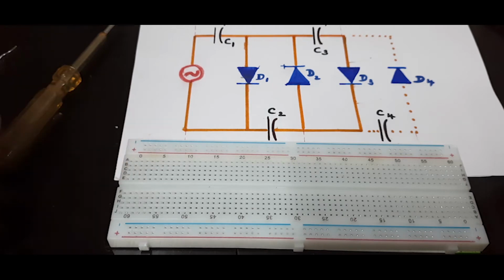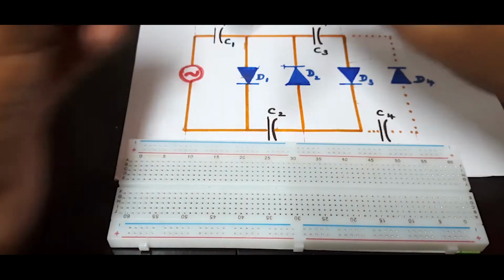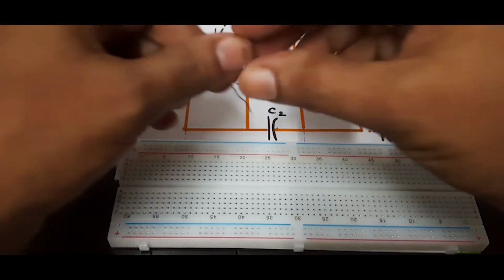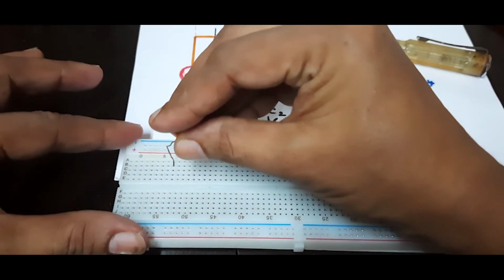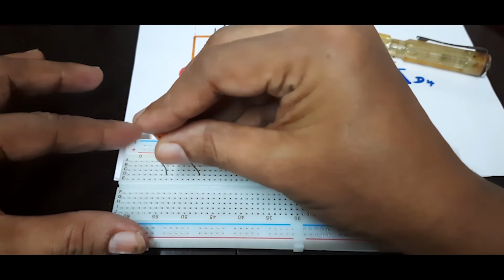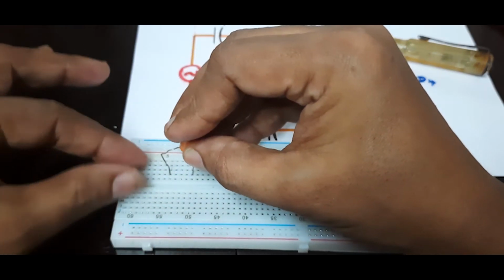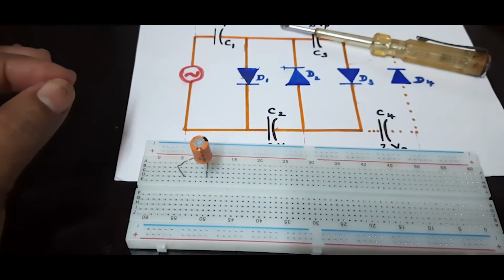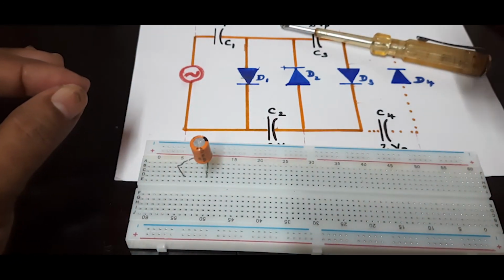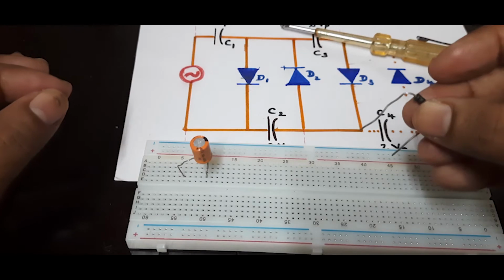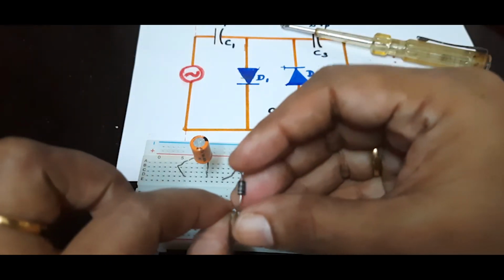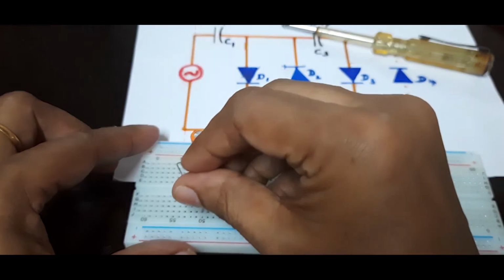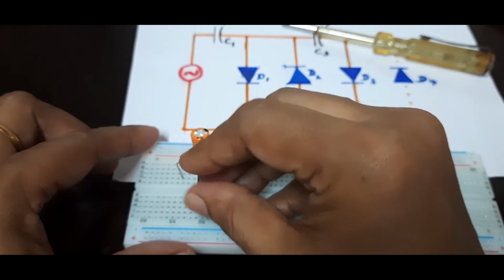So the first component, as you can see, is this capacitor C1. So positive, negative. I'm making use of this here. Positive, negative. Now I would like to take this diode. Positive from here and negative goes here.